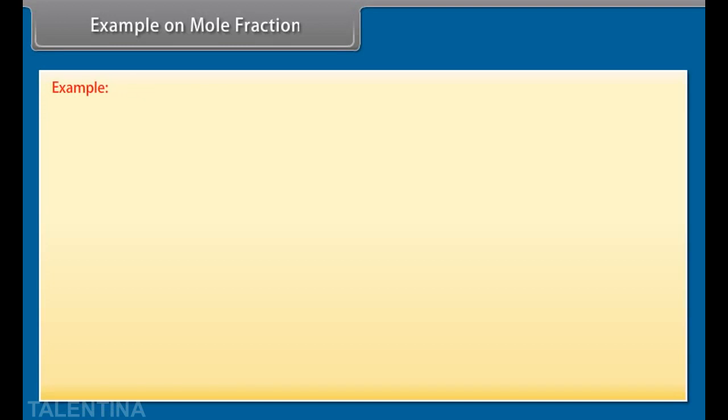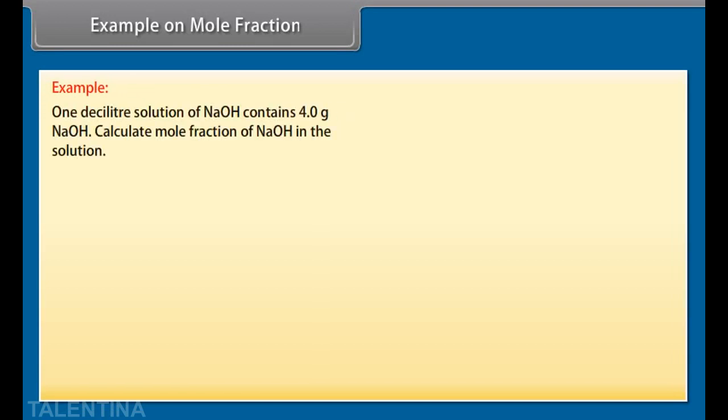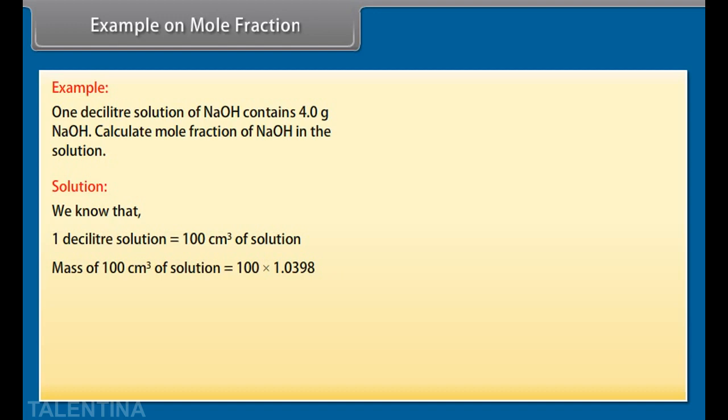Let's take an example of mole fraction. 1 deciliter solution of NaOH contains 4 gram NaOH. Calculate the mole fraction of NaOH in the solution. Let's see the solution. We know that 1 deciliter solution is equal to 100 cubic centimeter of solution. Mass of 100 cubic centimeter of solution is equal to 100 into 1.0398, which is equal to 103.8 grams.